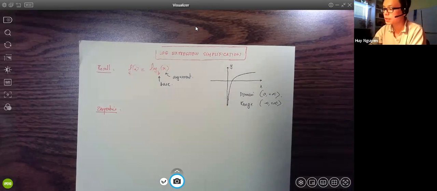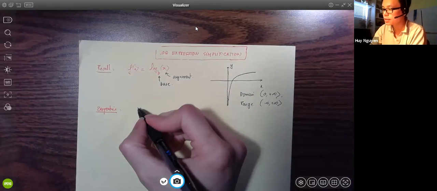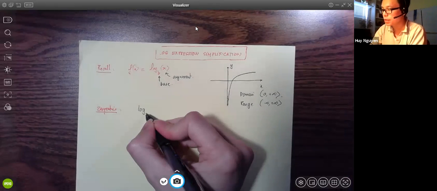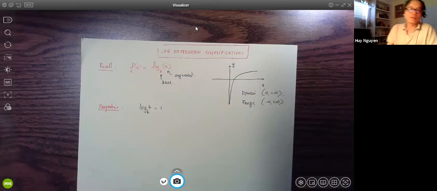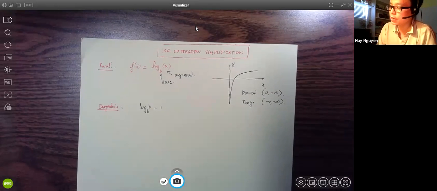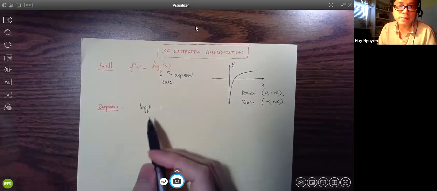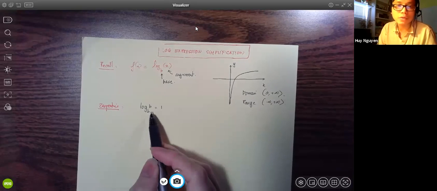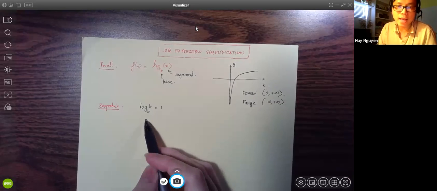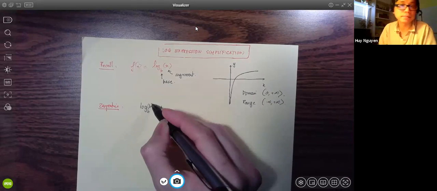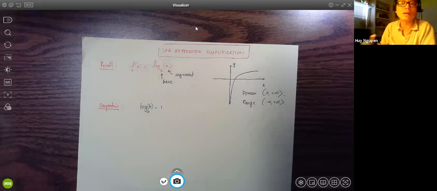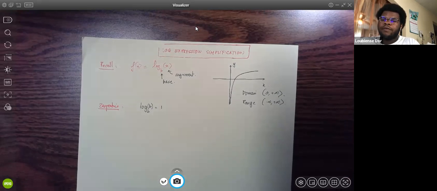The first property is log base b of b equals 1. So the first b over here is considered the base. The argument is also b. So you see the base and the argument in this case are the same. The argument is not x anymore. The argument is also b.